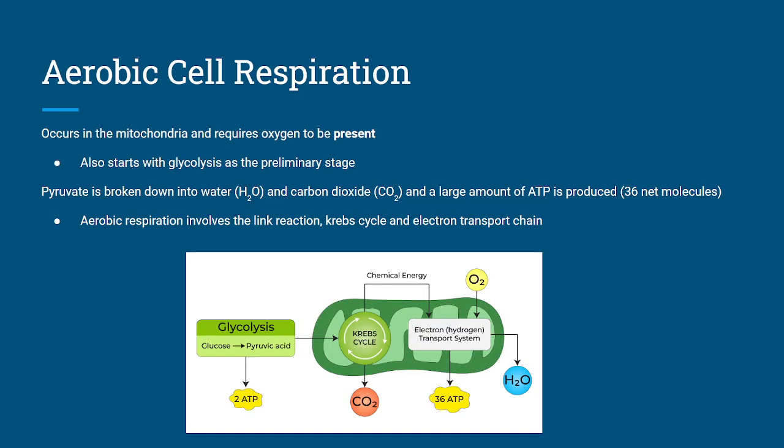Aerobic cell respiration mainly focuses on the mitochondria, and it requires oxygen to be present. It also starts off with glycolysis that we previously talked about as the preliminary stage. However, as it uses oxygen, it is able to form much more ATP molecules, around 36 net molecules from these reactions that involve the link reaction, the Krebs cycle, and the electron transport chain. Pyruvate is broken down into water and carbon dioxide during aerobic cell respiration.